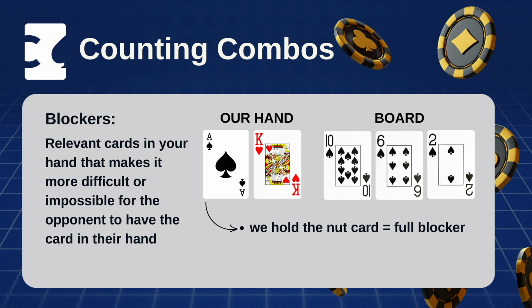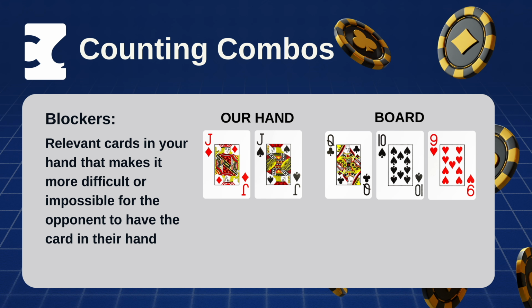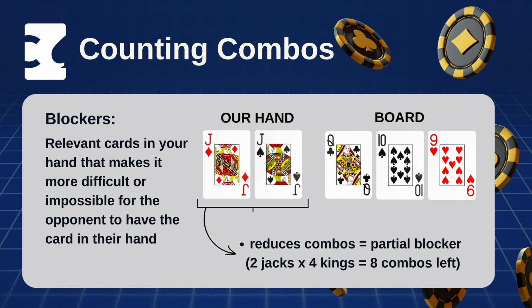But if we hold a hand like Jack-Jack and the board runs out Queen-10-9, we block them from having King-Jack, but it's only a partial blocker because while we have 2 blockers to the Jack, he still has combos of King-Jack available. We just reduced the combos that he could have of King-Jack. So that is a partial blocker. Most blockers are going to be partial blockers and will not eliminate the combo that could be the nuts from their hand completely. The only time you have a full blocker is on flushing boards.